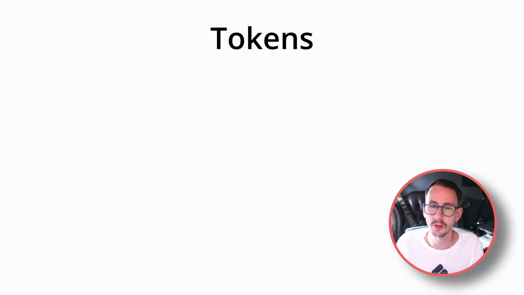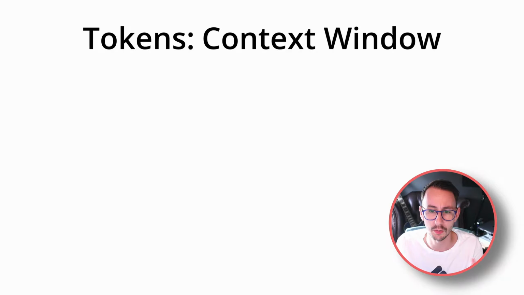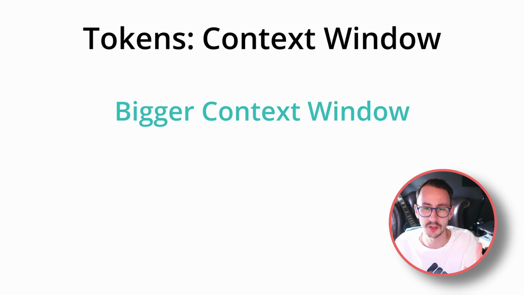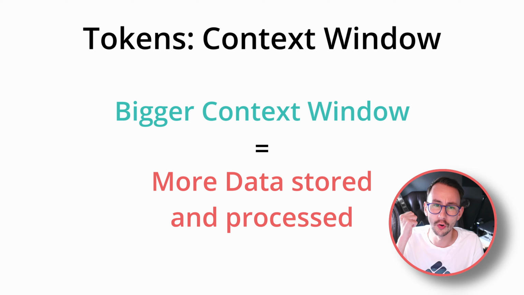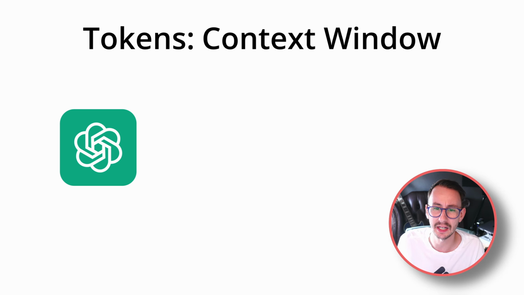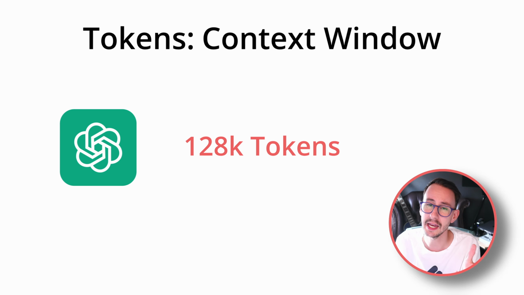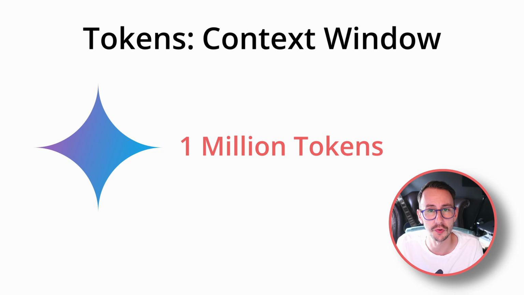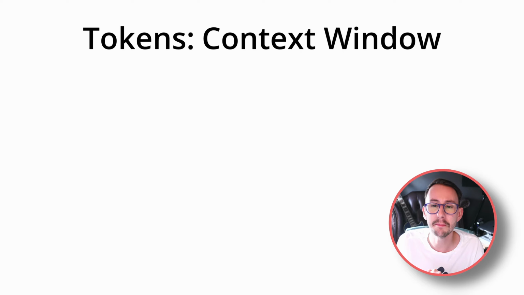With tokens, you've also got something called a context window. The bigger the context window, the more data the AI can store and process for you. So ChatGPT is typically about 128k tokens for an input, where Gemini is 1 million tokens for an input. This means you can send 1 million tokens' worth of data to the AI and it can process it all quite nicely.